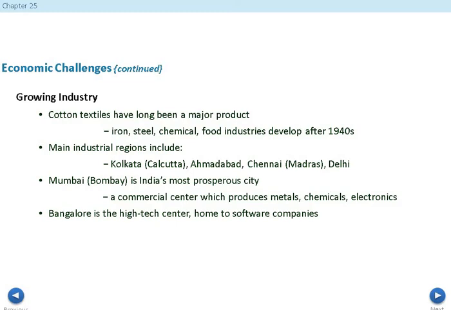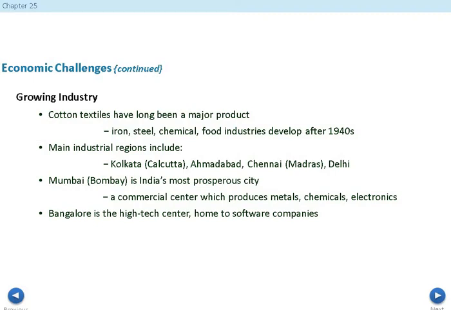You are going to see some important areas. Calcutta is an important industrial region. Ahmedabad is going to be another one. Madras is going to be important, and Delhi is going to be important. So all of these are very good, rich, growing industries in textiles. Also, you're going to see Mumbai, which is Bombay.